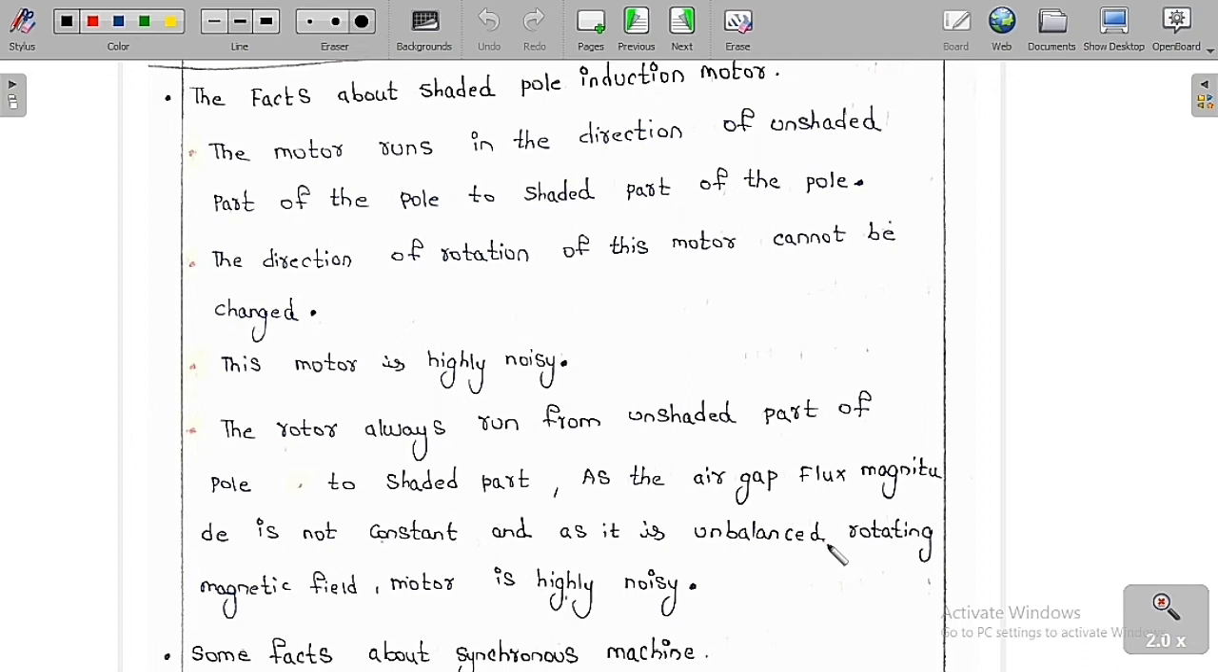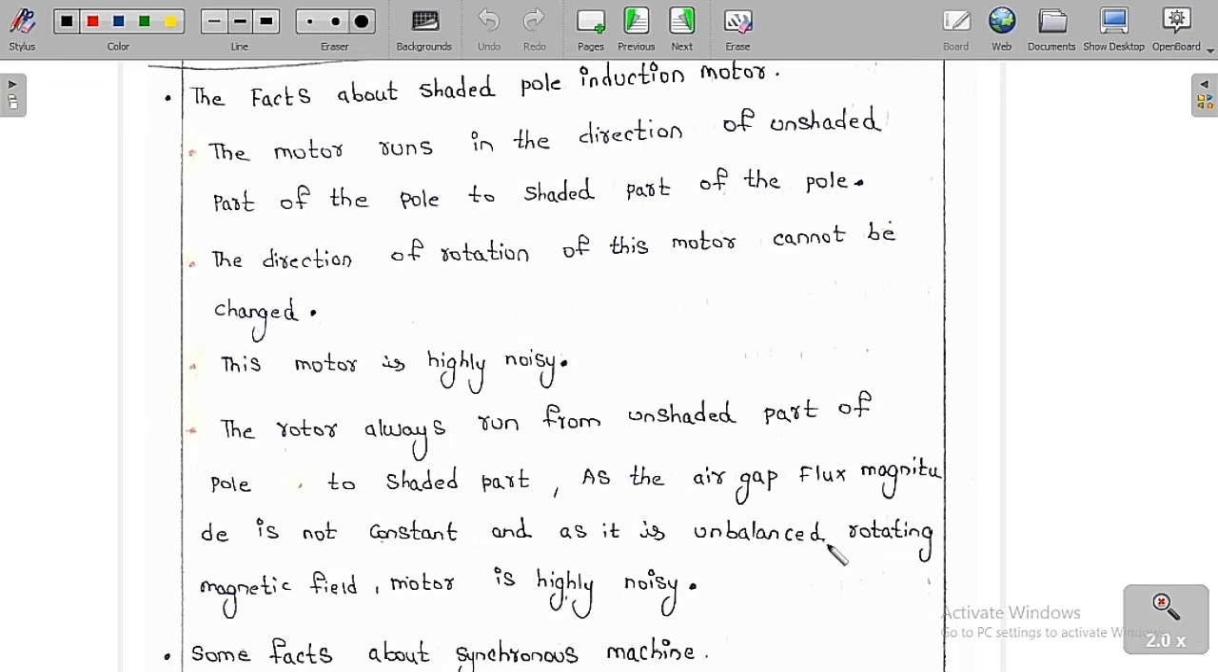And this motor is highly noisy, because the rotor is always going to run from the unshared part of the pole to the shared part. As the air gap flux magnitude is not constant, it is unbalanced in nature, and it is also a rotating magnetic field. Because of these reasons we can say the motor is highly noisy.